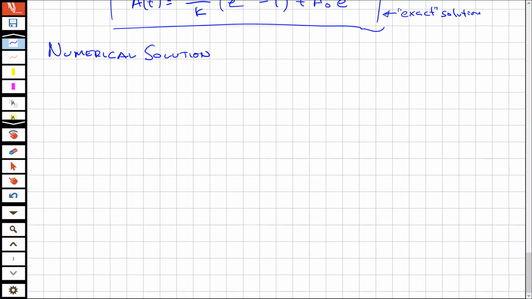Right? So in this case, we can look at our equation that we derived, dA/dt equals Ka plus d minus w.